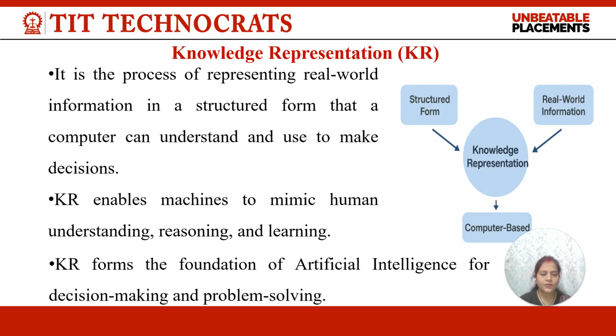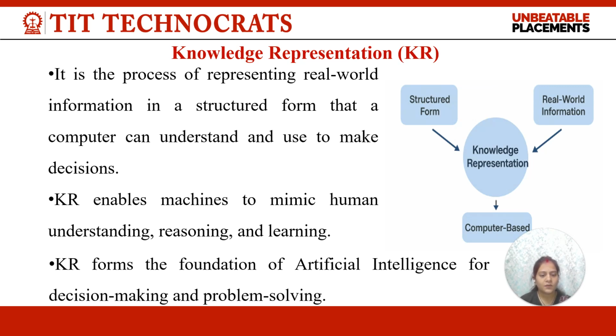Knowledge representation is the process of showing real world information in a structured form that a computer can understand and use to make decisions. Just like we humans use knowledge to think and reason, machines also need knowledge to act intelligently. For example, when we tell a computer two facts, all humans are mortal, Socrates is a human. Using this knowledge, the computer can reason and conclude that Socrates is mortal. This simple example shows how AI systems use represented knowledge to make logical decisions.